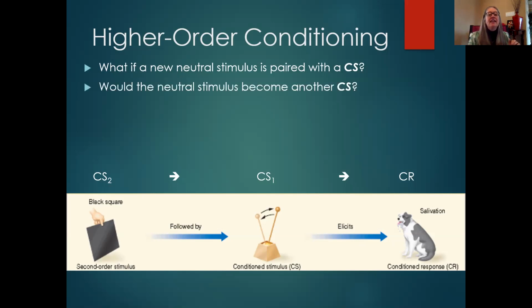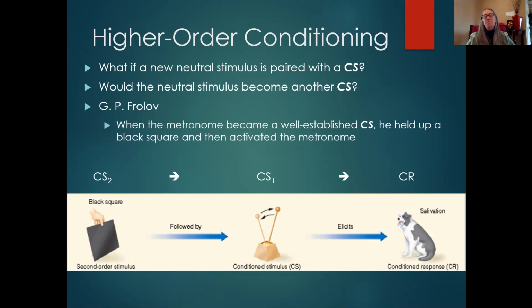And it turns out that in a study done by Frolov and many other people, sure enough, it does. The black square will lead the dog to salivate, even though the black square was never, ever, ever paired with the unconditioned stimulus of the food. It's pretty amazing. Now, if higher order conditioning didn't exist, you would not be having to take a required course as a psychology major that spent almost a third of the course talking about Pavlovian conditioning. It's only because of higher order conditioning that Pavlovian or classical conditioning is so powerful.